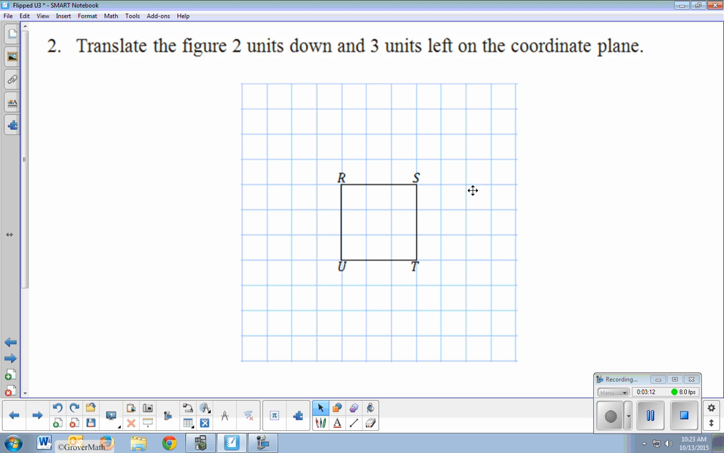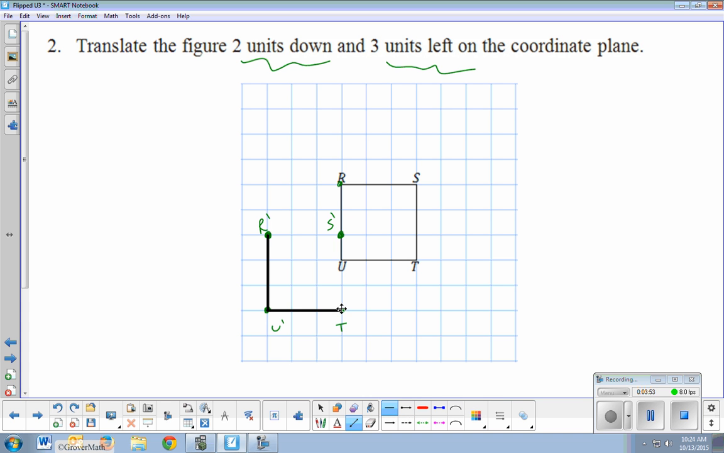All right, on a figure, I have this little square here, RSUT, and I want to translate it 2 units down and 3 units left. So every point goes down 2 and 3 to the left. Starting with point R, I'm going to go down 2 and left 3. That's going to be my R prime. And S, down 2, left 3. That'll be S prime. U, down 2, left 3. That would be U prime. And here would be T prime. And I'll just use my line tool to connect my dots. So that's my prime square.